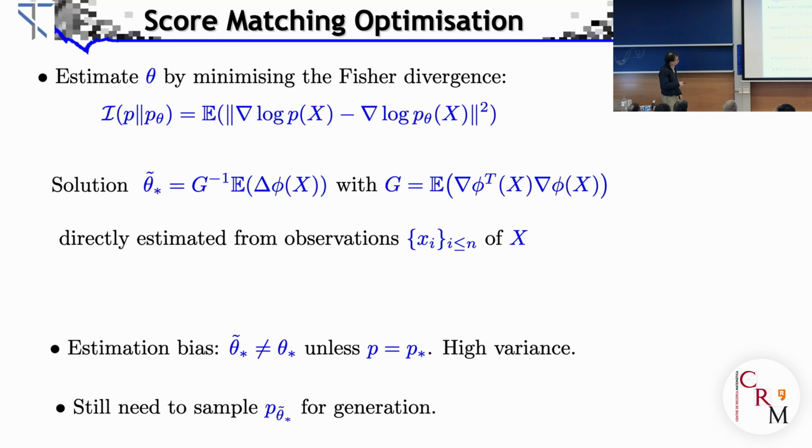Finally, even though you may be able to estimate the parameter, you still need to sample your maximum entropy distribution. And as we just saw, that requires using a Langevin dynamics, which is very slow to converge.